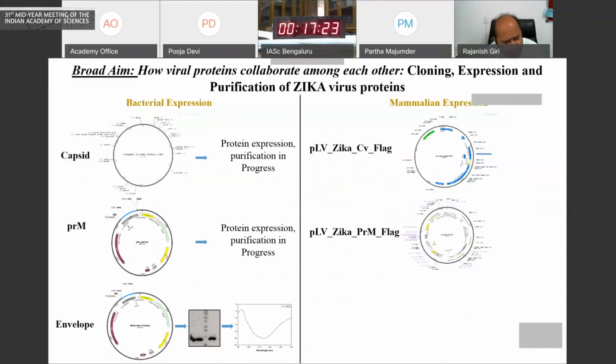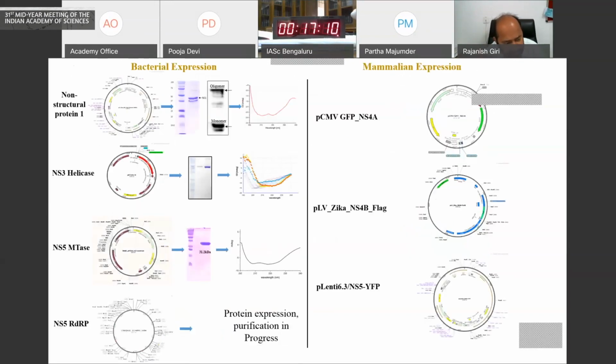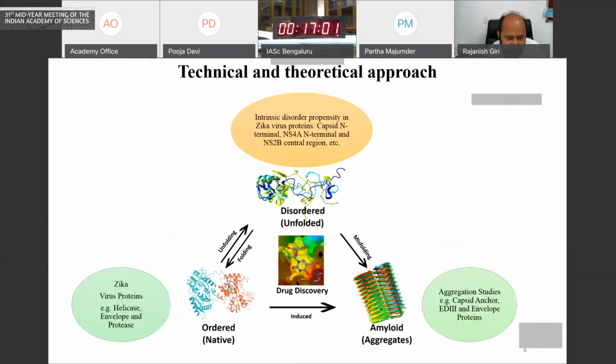Initially we cloned and tried to purify many proteins of this virus, and we successfully purified the capsid protein, helicase, protease, and NS5, and we are in between on NS1. The technical aspect was three conformations: the disordered conformation, the ordered conformation, and the aggregated conformation, and then drug discovery. So these are the two aspects we typically handle in this process.